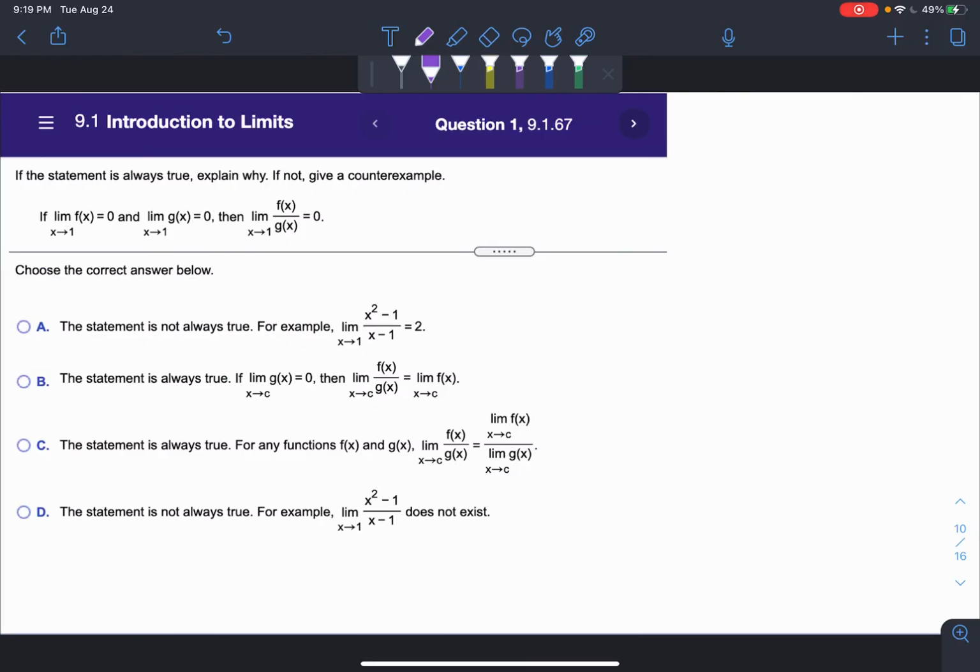So for this question, we have a statement here. If the limit as x goes to 1 of f of x is equal to 0, and the limit of g of x as x goes to 1 is 0, then the limit as x goes to 1 of their quotient is 0. If it's always true, then we want to explain why. But if it's not true, then we only have to provide one counterexample, or one example where it fails.